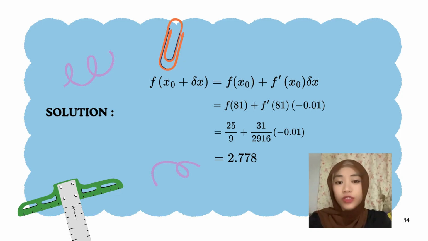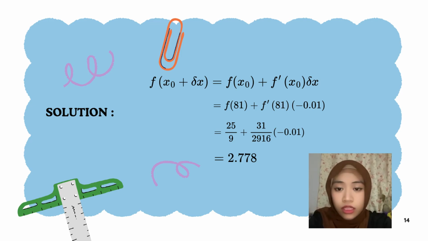Alright, now we will use everything we just found to estimate the value of the function at x equals 80.99 using linear approximation. The formula we are using is f(x0 plus delta x) equals f(x0) plus f prime x0 times delta x. We already know x0 equals 81 and delta x is negative 0.01. Delta x is x minus x0, so 80.99 minus 81 equals negative 0.01.